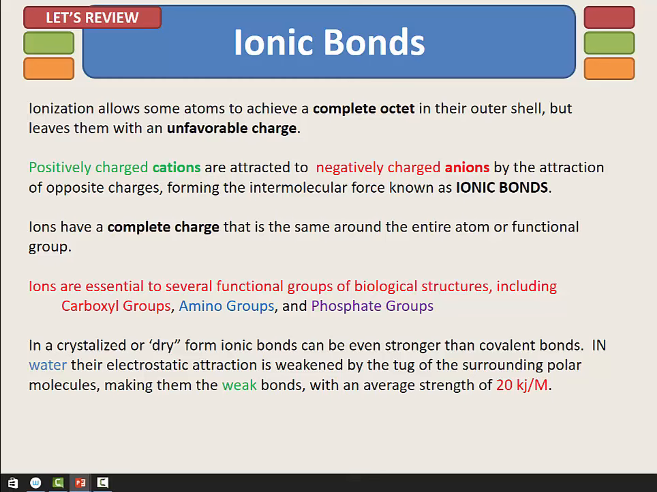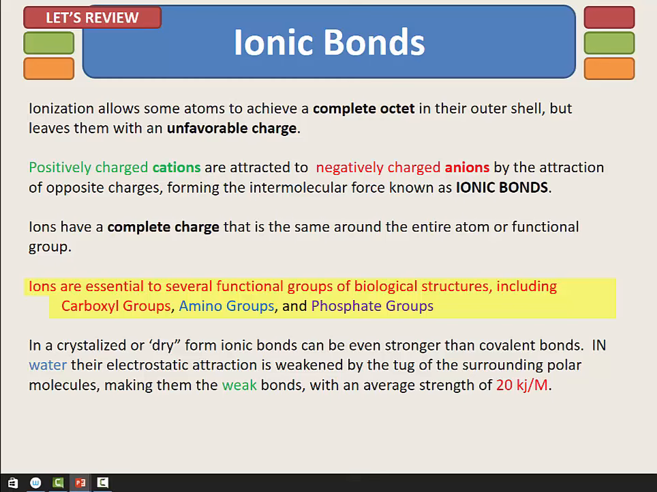Now, let's review what we have learned about ionic bonds, their charge, and their strength. Ionization allows some atoms to achieve a complete octet in their outer shell, but leaves them with an unfavorable charge. Positively charged cations are attracted to negatively charged anions by the attraction of opposite charges, forming the intermolecular force known as ionic bonds. Ions have a complete charge that is the same around the entire atom or functional group.